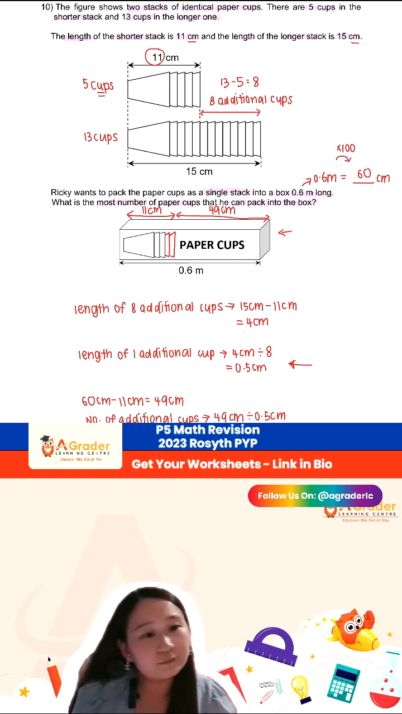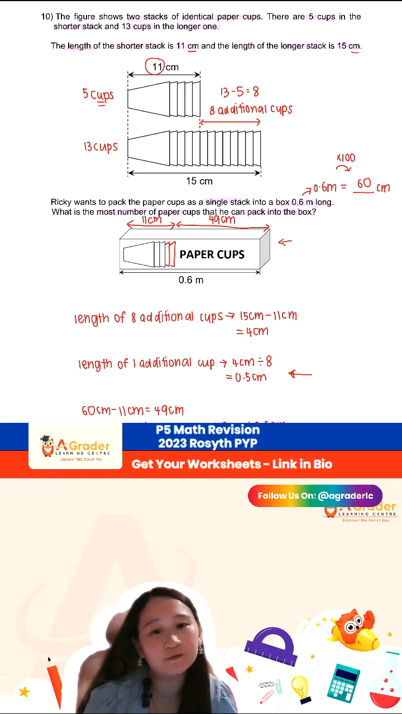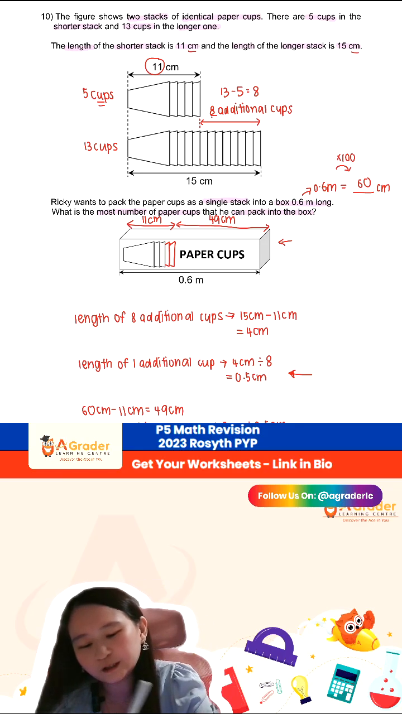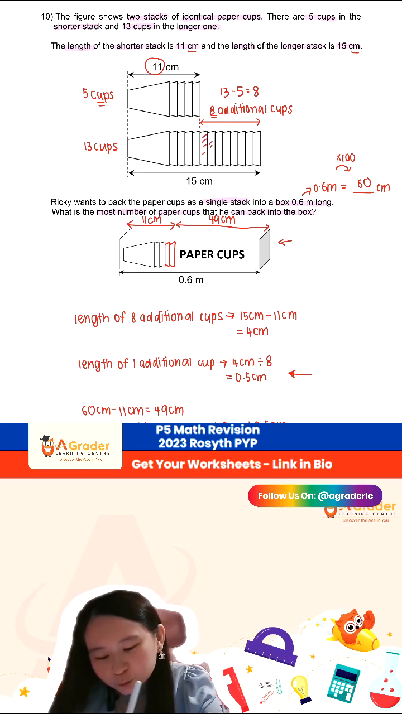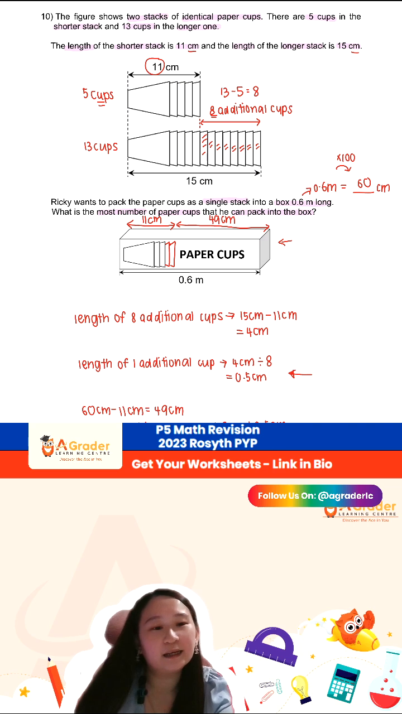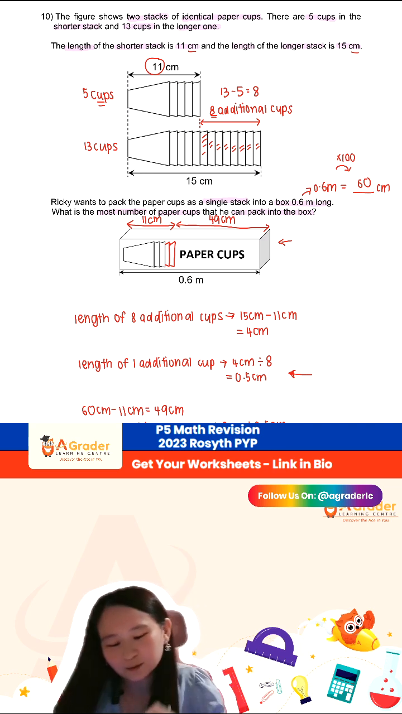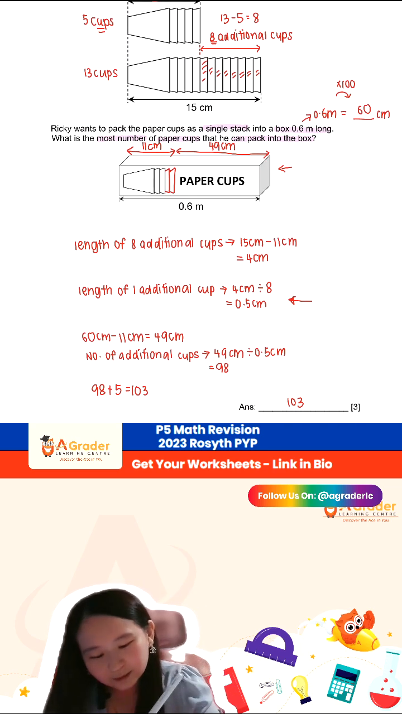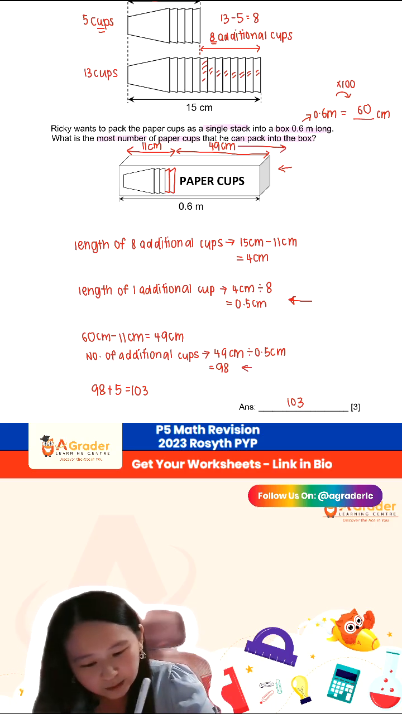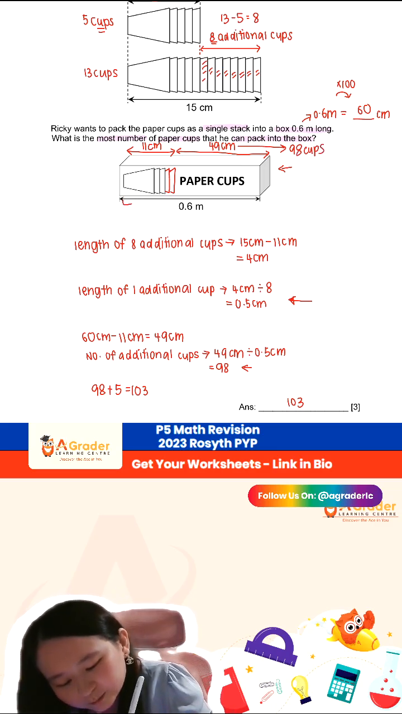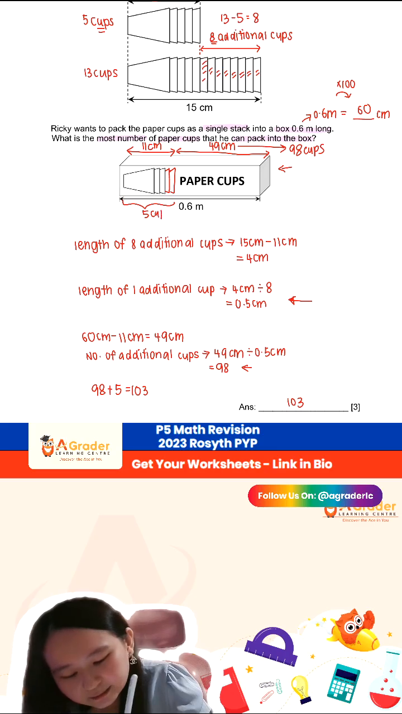13 minus 5 is to find the number of additional cups that he can stack. Here, 1, 2, 3, 4, 5, 6, 7, 8. There are 8 additional cups here. Because the number of additional cups that he can put in is 98, right? So from here to here, this 49 cm, he can put in 98 cups. But we still need to add back this 5 cups that is already inside.